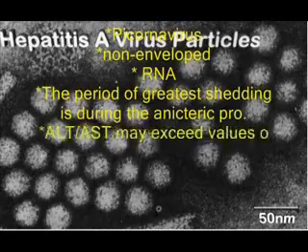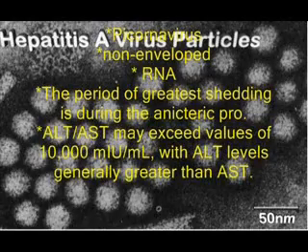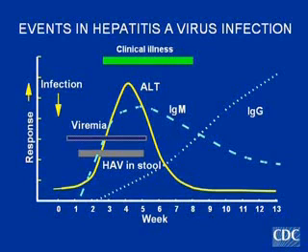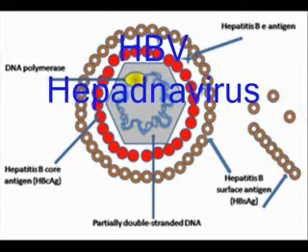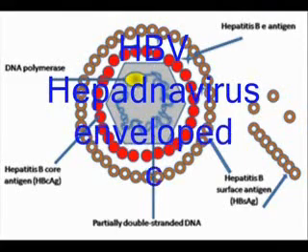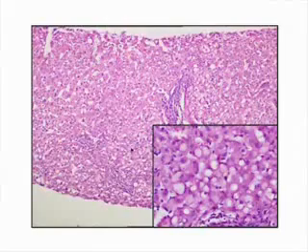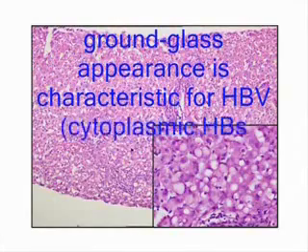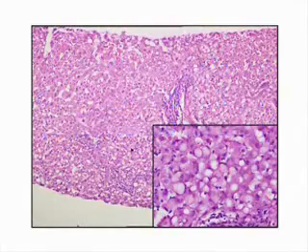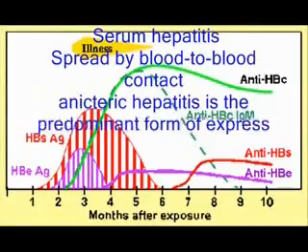The picornavirus is a non-enveloped virus that contains RNA. The ALT/AST may exceed the value of 10,000, and the ALT is exceeding the AST. On the other hand, the hepatitis B virus is a hepadnavirus, enveloped and contains DNA. And on pathology, the ground glass appearance is characteristic for the hepatitis B virus. Hepatitis B virus is also called the serum hepatitis.